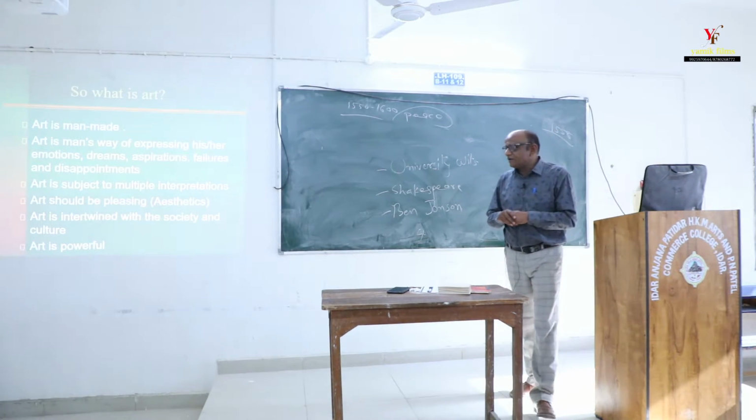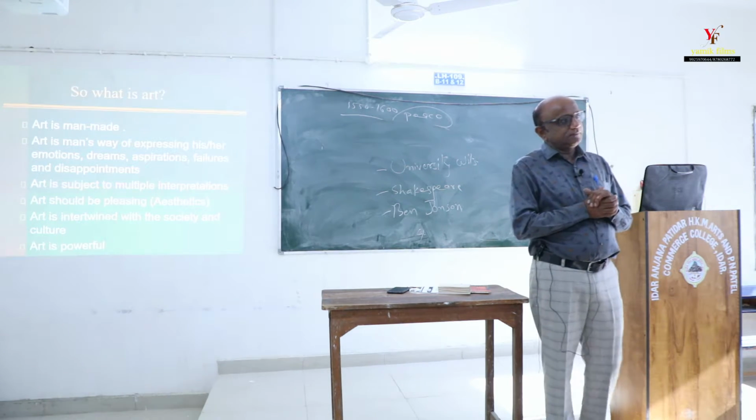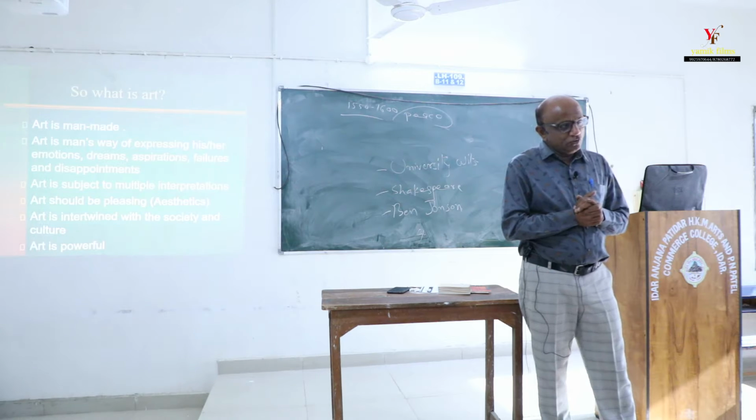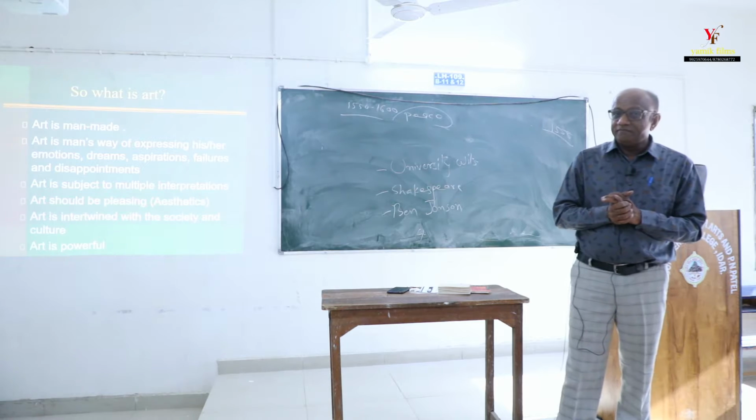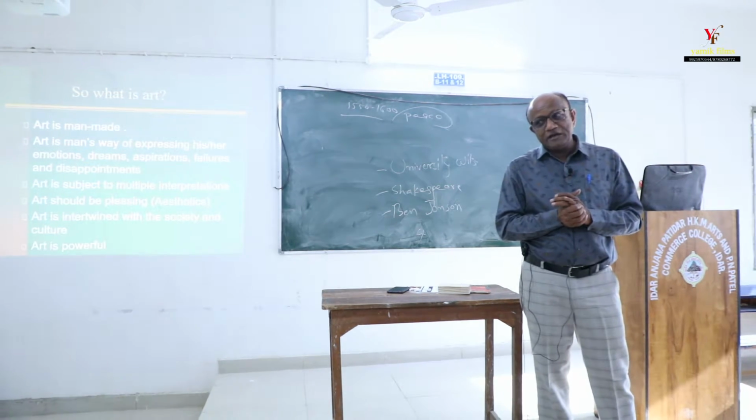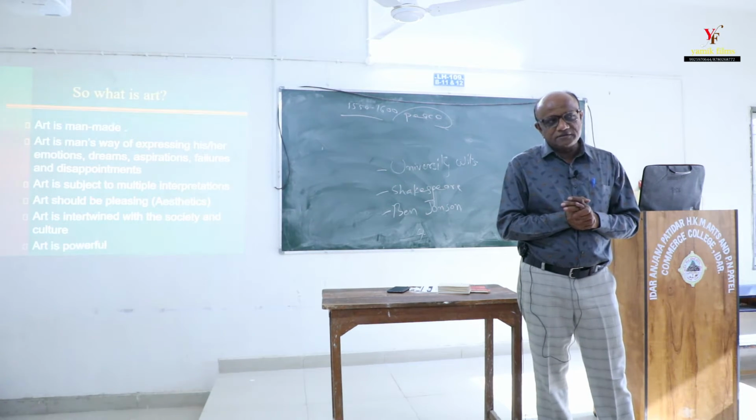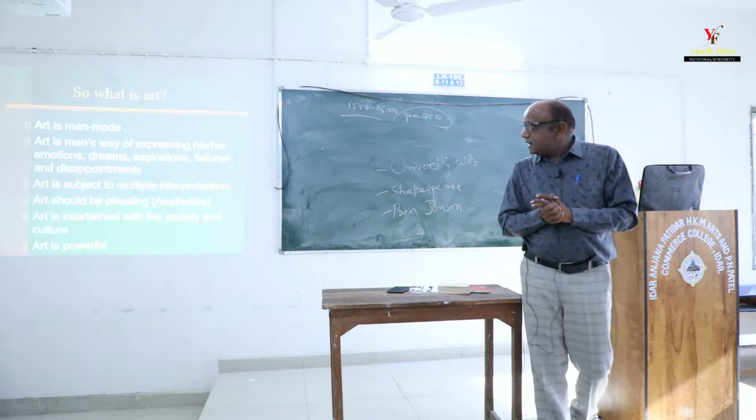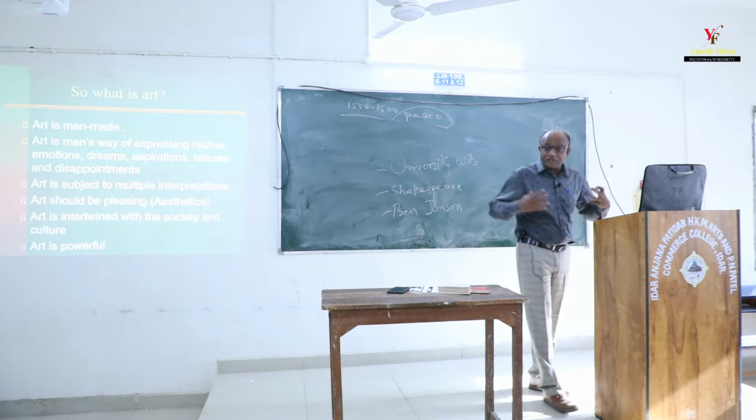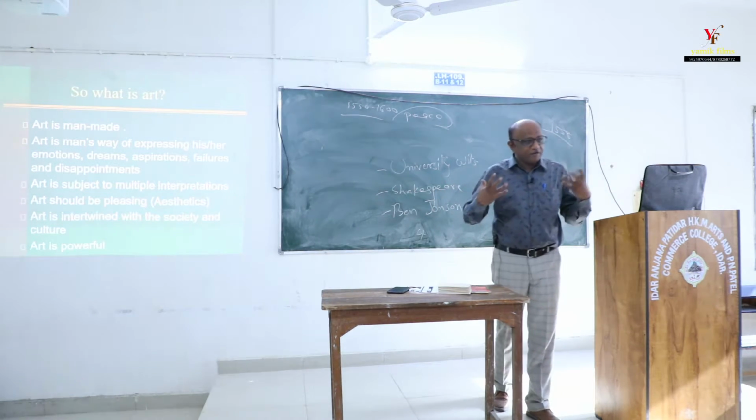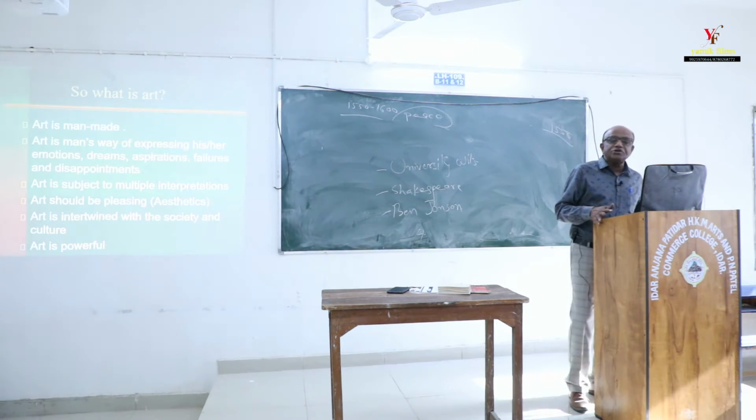So, what is an art then? First of all, who is the maker of the art? Man. Art is man-made, neither God nor any other animals. Who creates? Man. Art is man's way of expressing. Any literature is the expression of life, expression of society that we see, we know. So, a man's way of expressing his or her emotions.